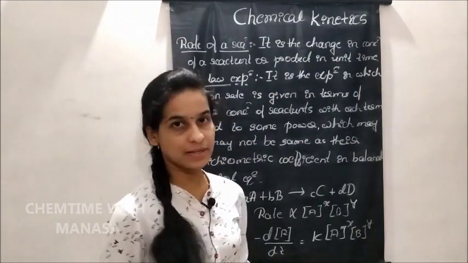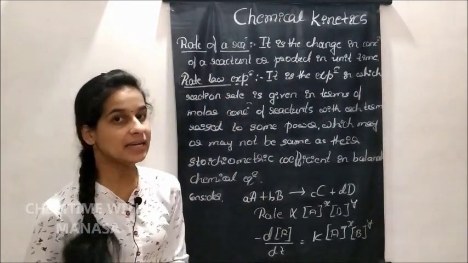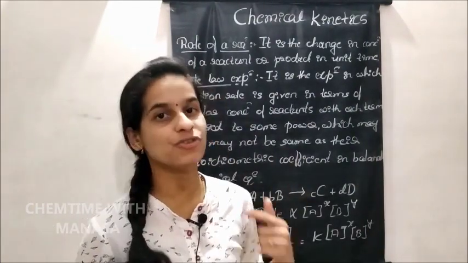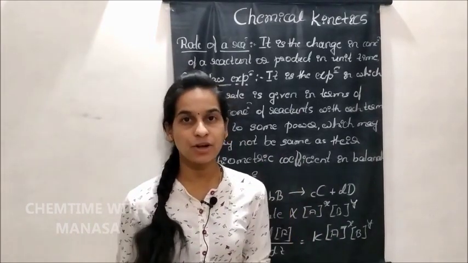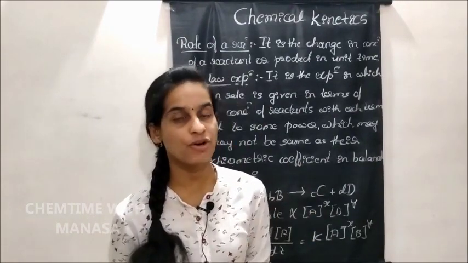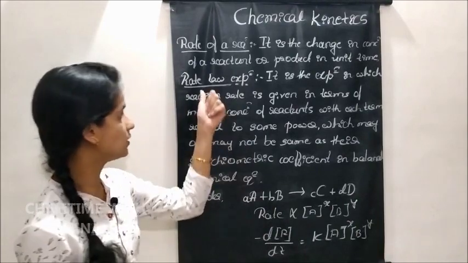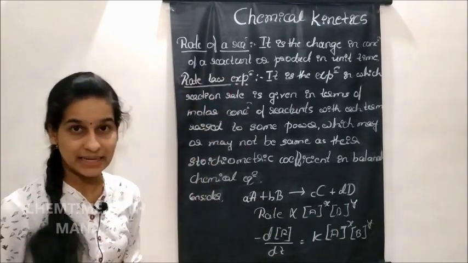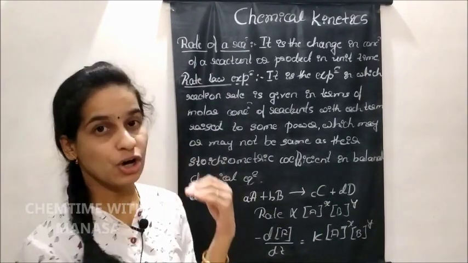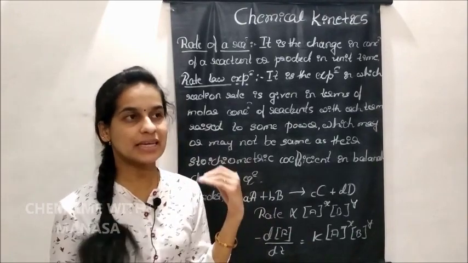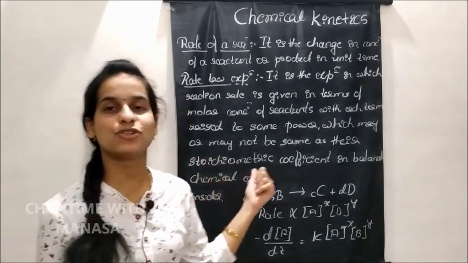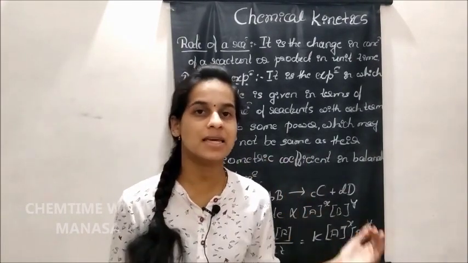Friends, first let us consider the definition of rate of a reaction. Rate of a reaction is the change in the concentration of reactant or product in unit time. That is, the rate of increase in the concentration of the product or rate of decrease in the concentration of any one of the reactant. So next one, the rate law or rate law expression. It is the expression in which reaction rate is given in terms of the concentration of the reactants, with each term raised to some power which may or may not be equal to their stoichiometric coefficient in balanced chemical equation.